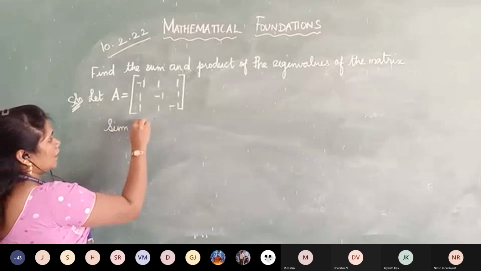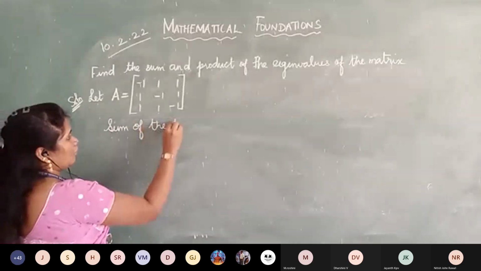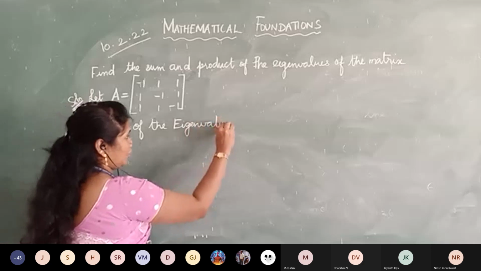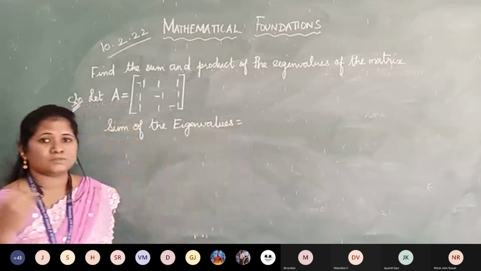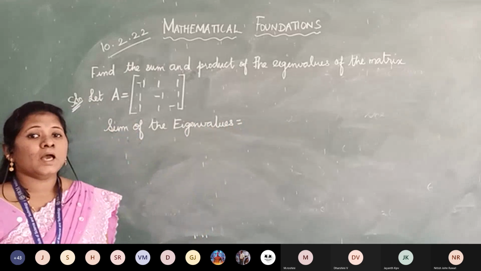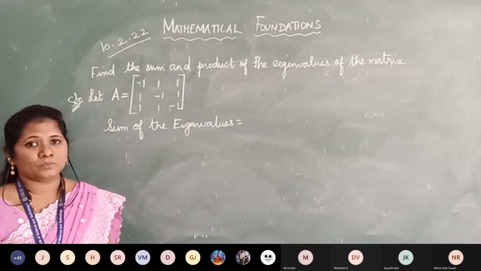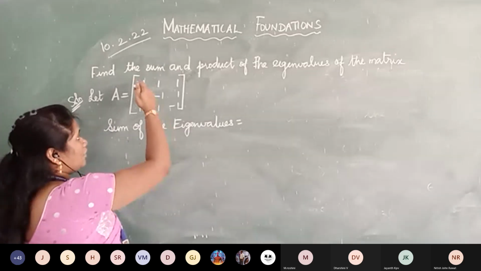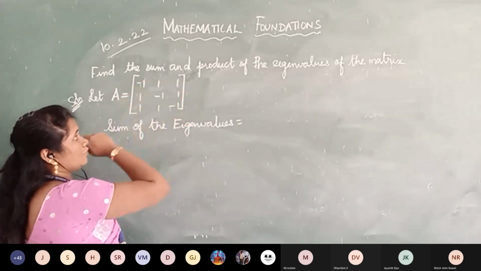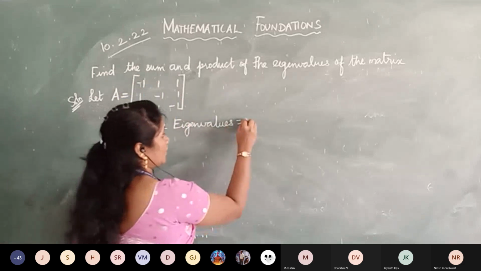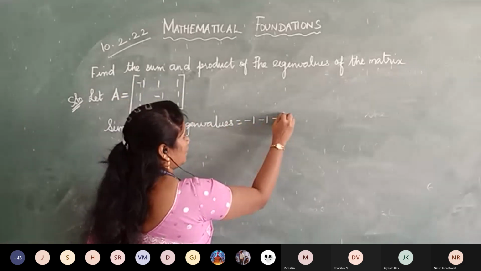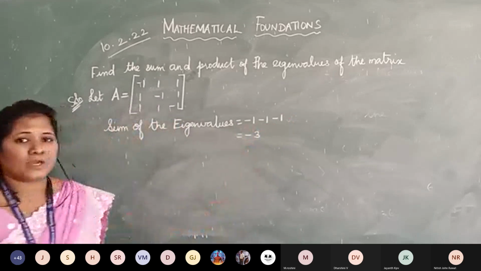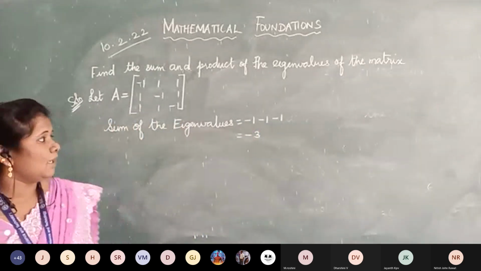Do you know what the sum of the eigenvalues is? For this, you need not sit and find the characteristic equation and then the eigenvalues. Instead, the value will be the sum of the main diagonal elements. So it will be -1, -1, -1, which becomes -3. So your sum of the eigenvalues will be -3.